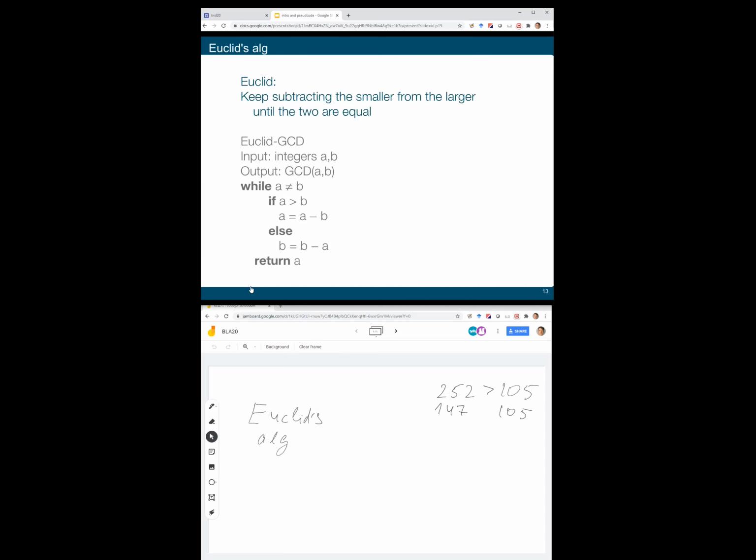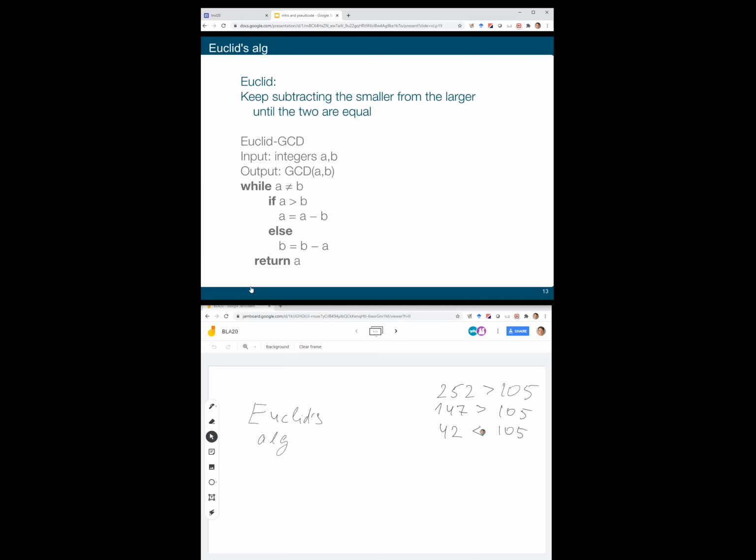So 147 is still larger than 105. So we keep the small number and replace the larger number with the difference between the two, and it's 42.